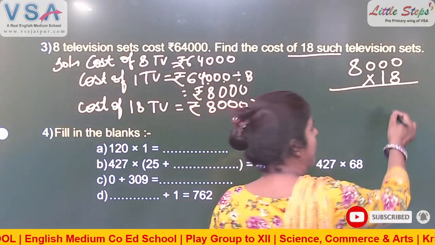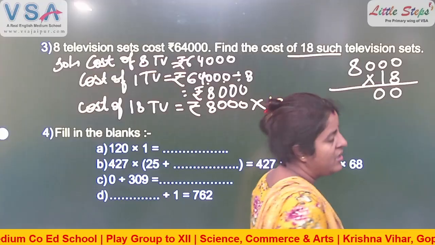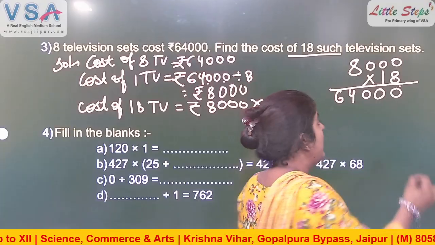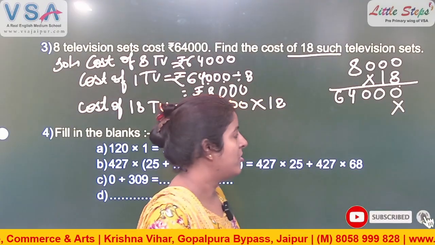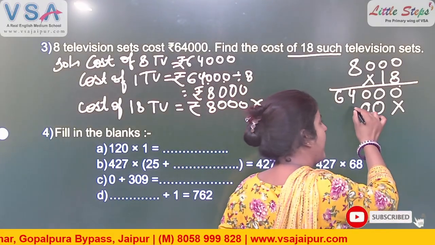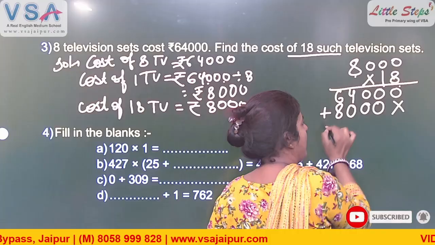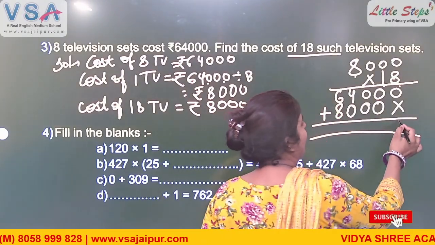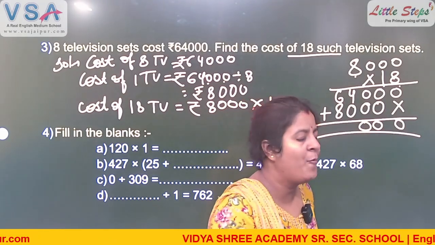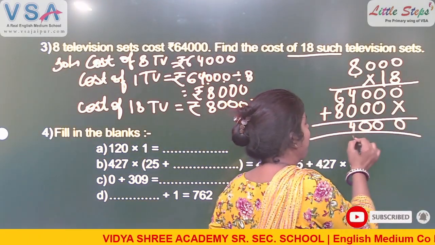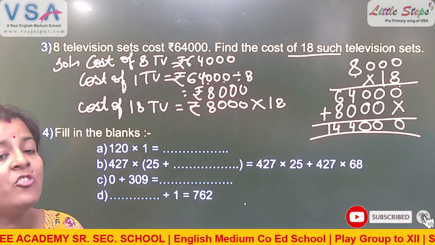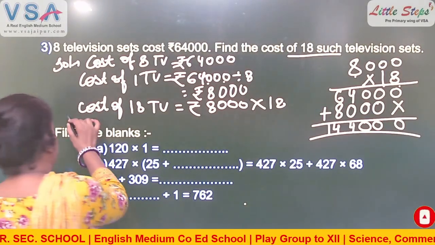8 zeros are? Again 8 zeros are? Again? And 8 eights are? 64. And using the cross, 1 zeros are? Again 1 zeros are? Again? And 1 eights are? Okay. And using the addition: 0 plus 0? And 0 plus 0? And 4 plus 0? And 6 plus 8? 14. So the cost of 18 TV sets is 1,44,000 rupees. So write it down.